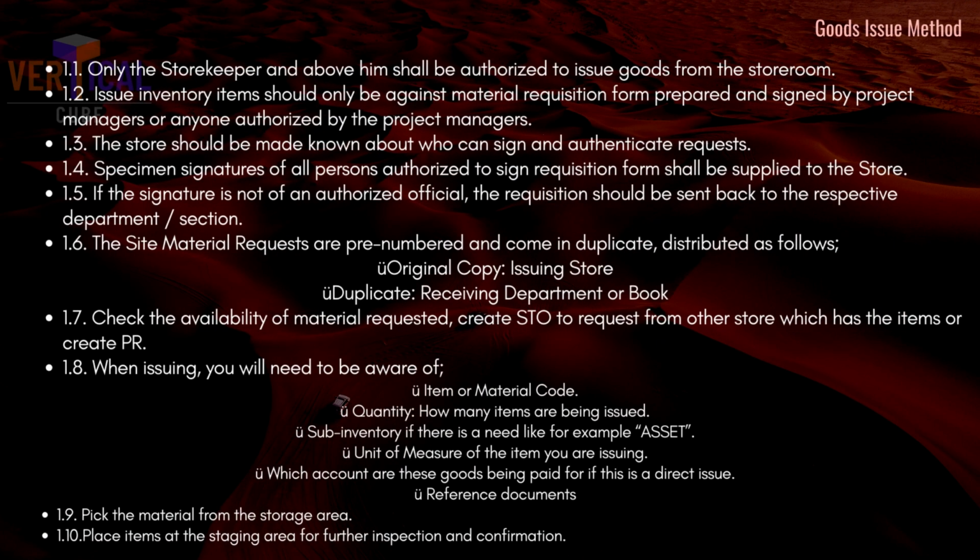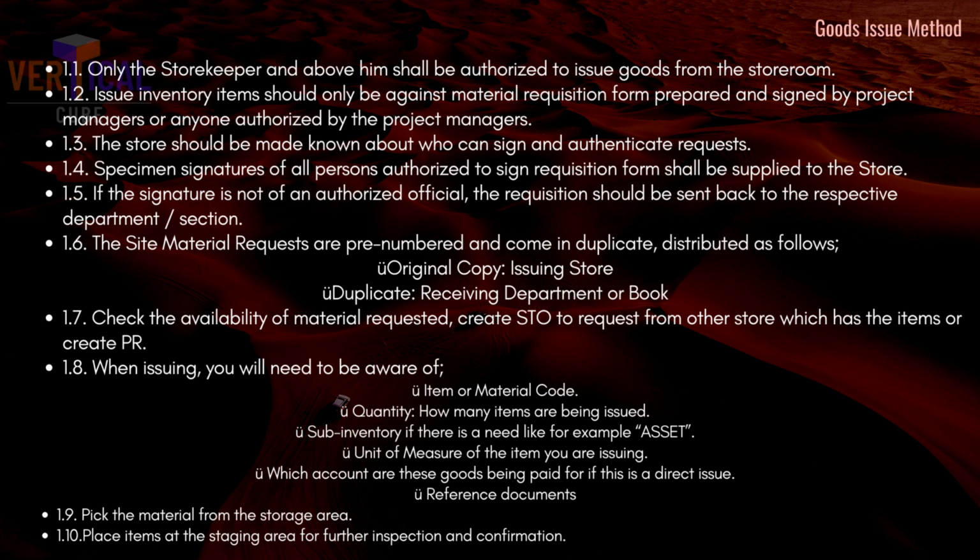Goods issue method. 1.1 Only the storekeeper and above shall be authorized to issue goods from the storeroom. 1.2 Issue inventory items only against a material requisition form prepared and signed by project managers or anyone authorized by the project managers. 1.3 The store should be made known about who can sign and authenticate requests. 1.4 Specimen signatures of all persons authorized to sign requisition forms shall be supplied to the store.